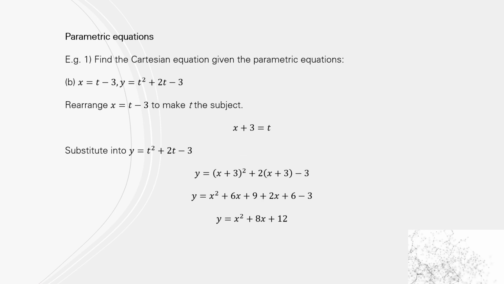The second one, we're going to do the exact same. You're going to rearrange to make t the subject, and then substitute the t wherever t is into the y. So obviously the y one is a quadratic, so we just sub x plus 3 in where the t is, and we get y equals x squared plus 8x plus 12.